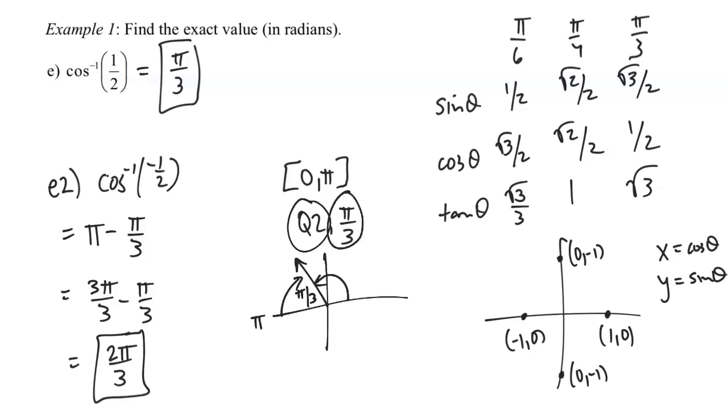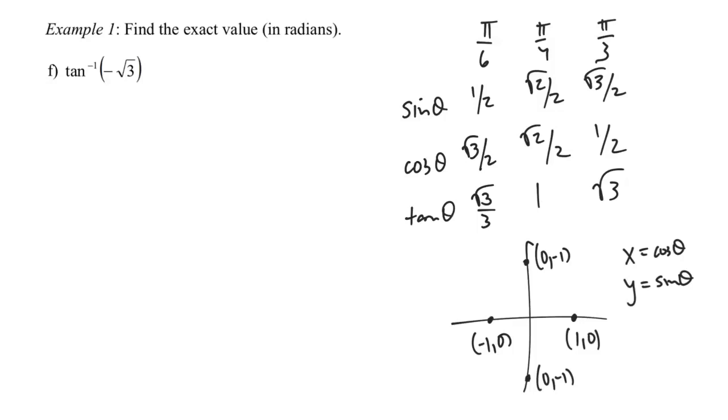It has a reference angle of pi over 3, and so therefore if you were to do cosine of 2 pi over 3, what you would get is negative 1/2. And finally, most importantly, the answer that we got is on the range from 0 to pi.